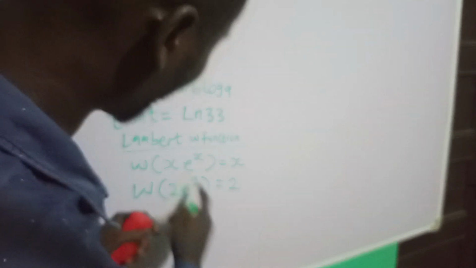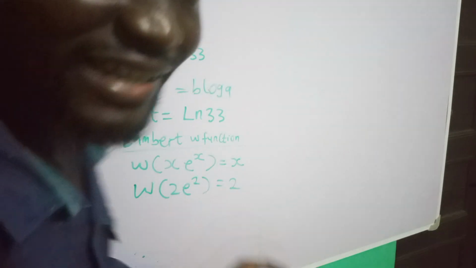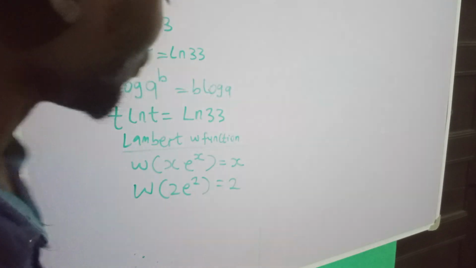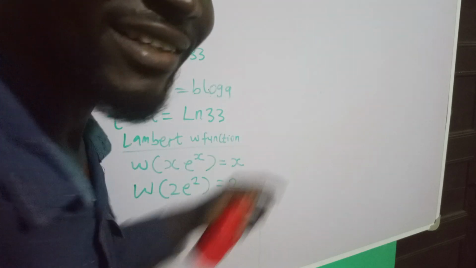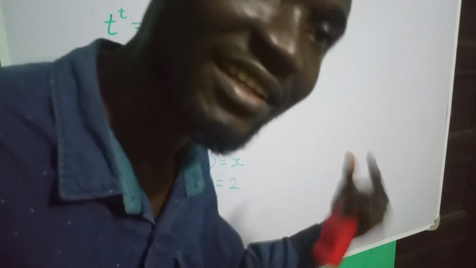But we have a problem here. What we have here is e, and what we have here is ln. Ln and e are inverse functions. So how are we going to introduce e into this equation so that we can introduce the Lambert W function inside the equation?